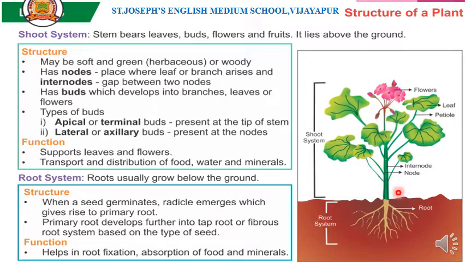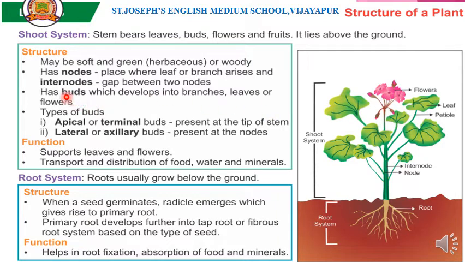Transport and distribution of food, water and minerals. Shoot system helps to support and for the growth of leaves and flowers. It also transports and distributes the water, food and minerals to the remaining parts of the plant. This is the function of shoot system.